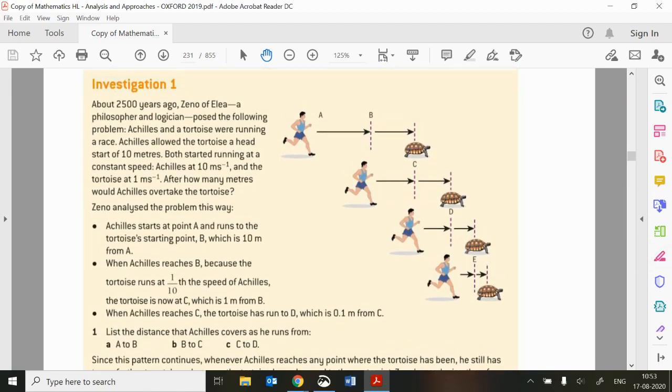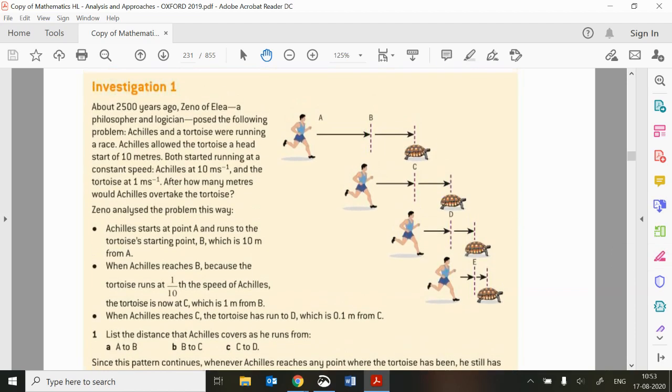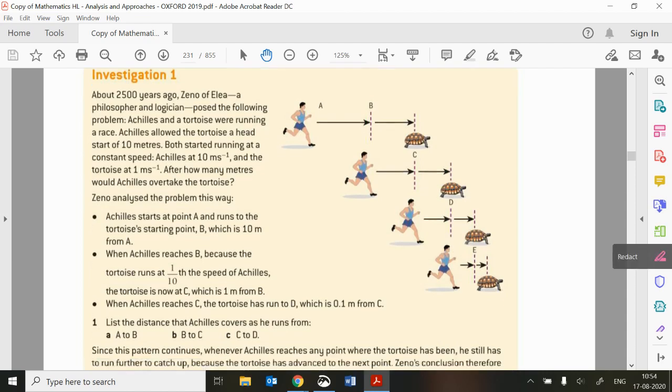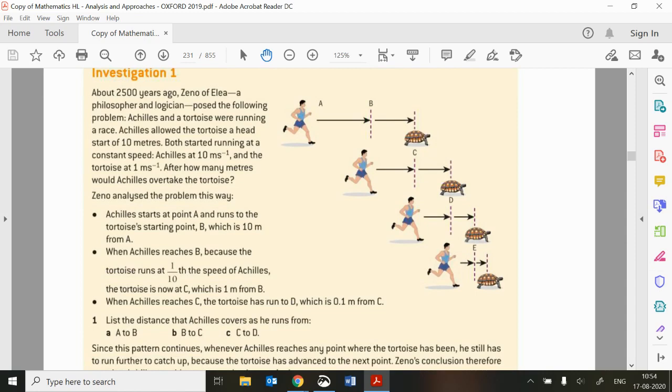It says, about 2,500 years ago, Zeno of Elea, philosopher and logician, posed the following problem. Achilles and the tortoise were running a race. Achilles allowed the tortoise a head start of 10 meters. Both started running at a constant speed, Achilles at 10 meters per second and the tortoise at 1 meter per second. After how many meters would Achilles overtake the tortoise?